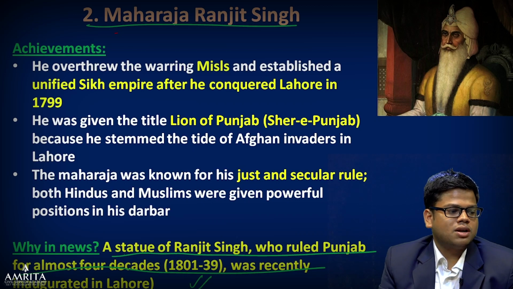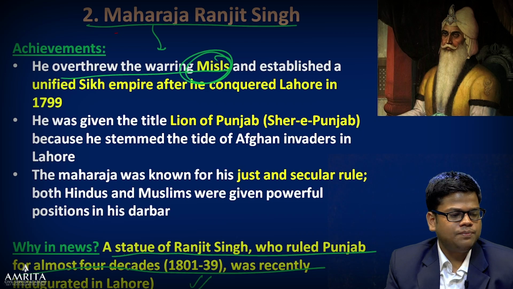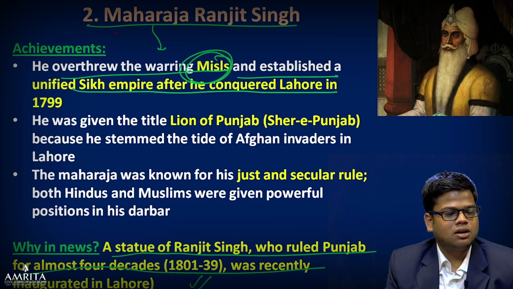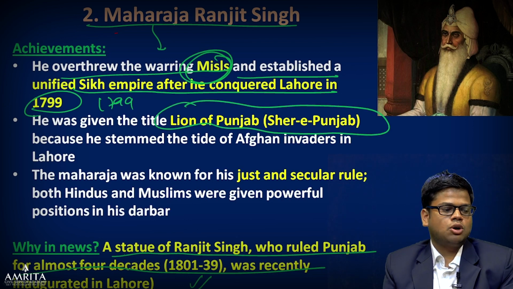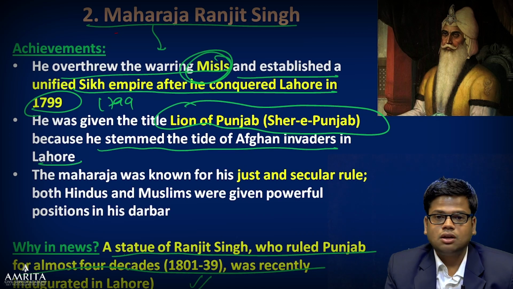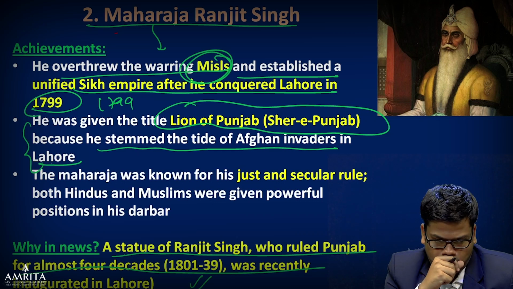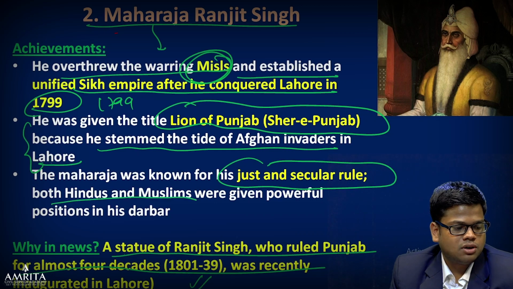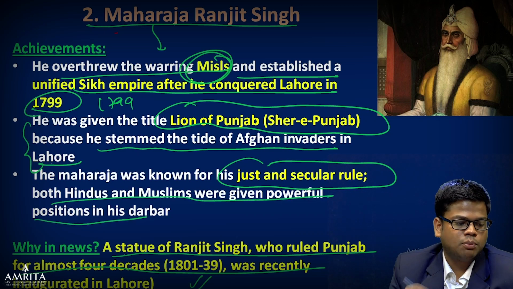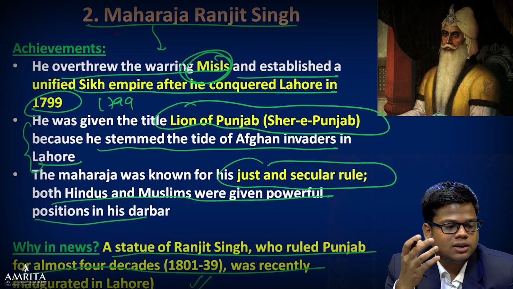Good statue. Ranjit Singh's achievement: he overthrew the warring Misls. He belonged to the Sukerchakia Misl. He established a unified Sikh empire after he conquered Lahore in 1799. He was given the title of Sher-e-Punjab, because he stemmed the tide of the Afghan invaders in Lahore. The Maharaja was known for his just and secular rule. Both Hindus and Muslims were given powerful positions in his darbar. So his darbar was inclusive, and he took the title of Sher-e-Punjab.